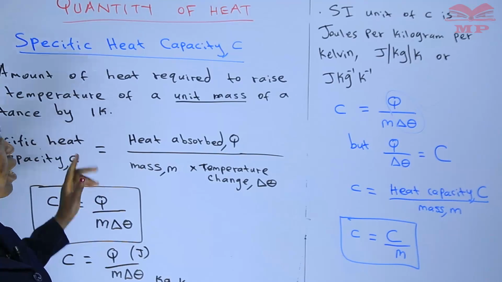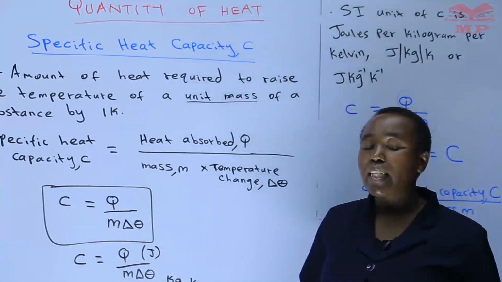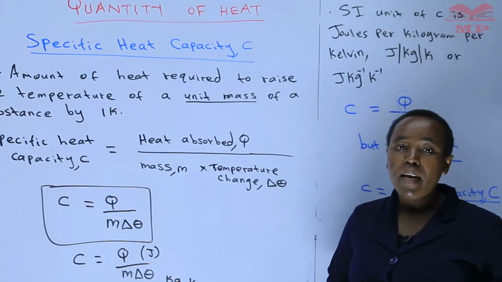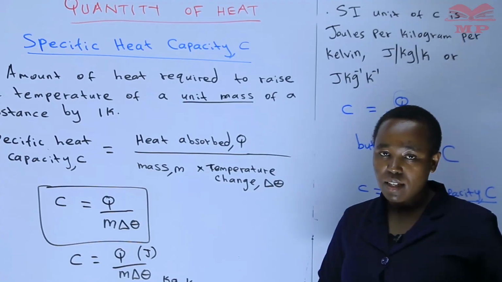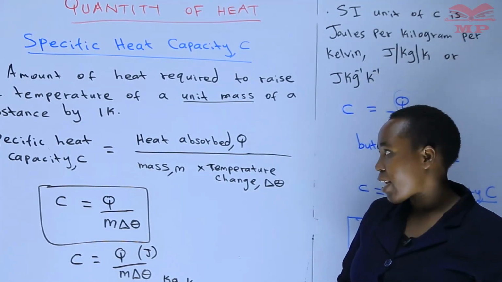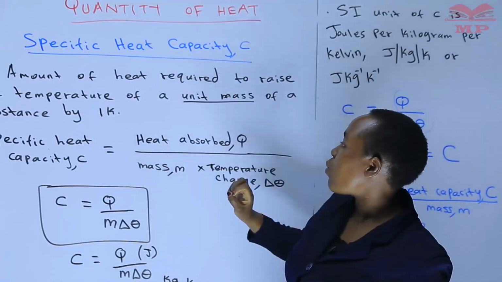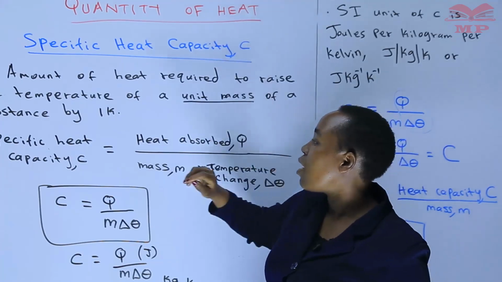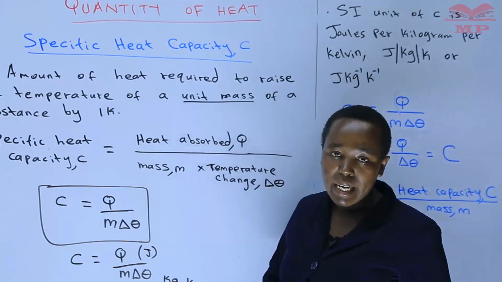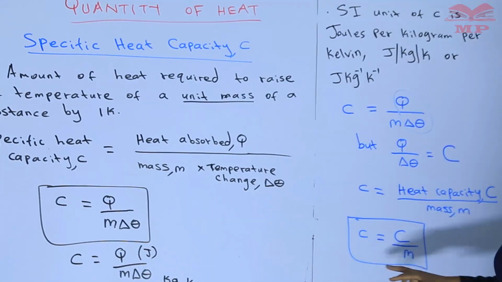So hope you've gotten those definitions for specific heat capacity. We have seen that it is the amount of heat required to raise the temperature of a unit mass of a substance by 1 Kelvin. So the key ones here are amount of heat. Then we are saying that a unit mass, raising the temperature of a unit mass of a substance, then by 1 Kelvin. And then we have also defined specific heat capacity as heat capacity per unit mass.